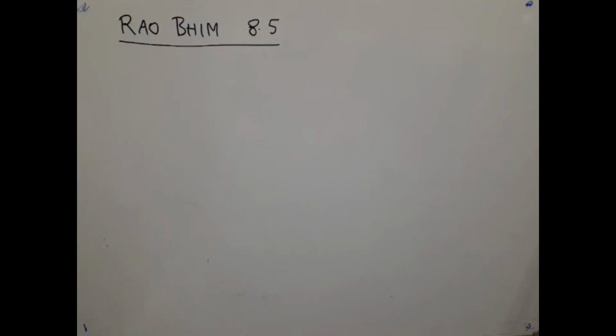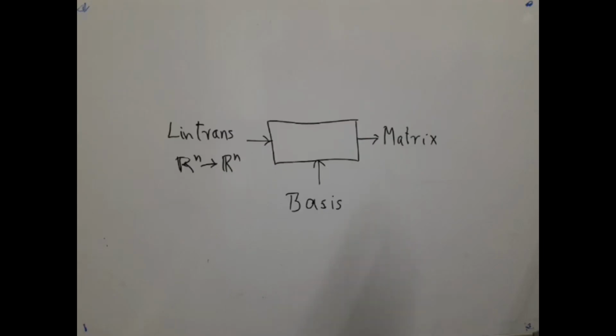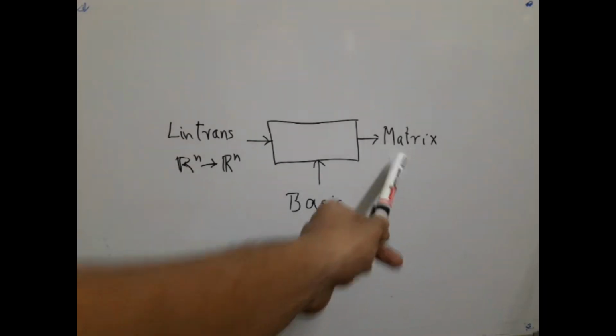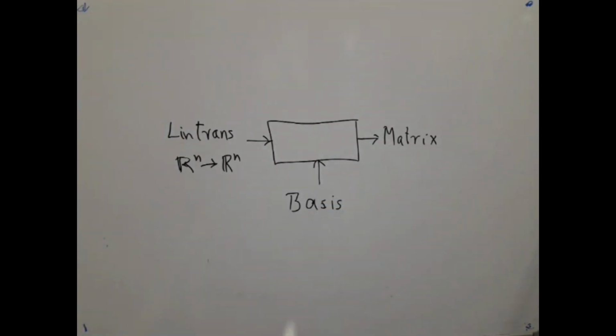We are discussing eigenvalues based on Rao Bhim Chapter 8. Today's topic is extremely important for learning linear algebra. We have already seen this diagram in this video lecture series before. This says that if you have a linear transformation, then you can represent it using a matrix, but only after you have fixed some basis.